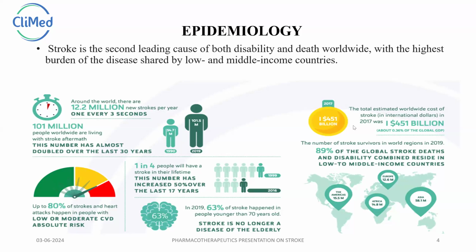Previously we used to assume that stroke only comes to the elderly population, but now that definition has changed, where stroke is no longer a disease of the elderly. 63% of the strokes that happened in the year 2019 were in people of the younger generation, people less than 70 years old, who had more strokes as compared to the people who were older.